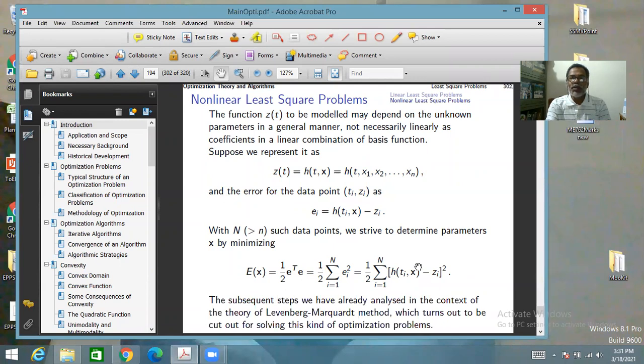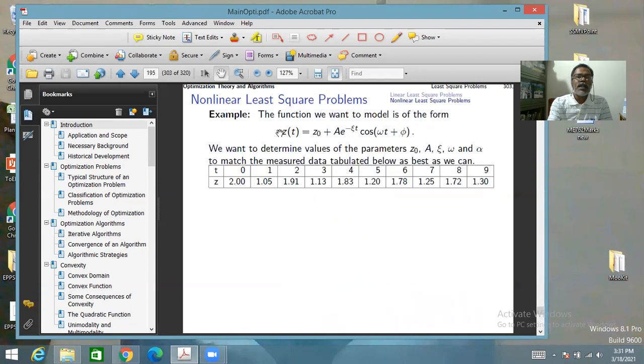Now, how to do that we have actually covered in our earlier discussion in the context of Levenberg-Marquardt method, which turns out to be exactly suited to solve this kind of optimization problems. So here in this lecture, we will see an example. Say the function we want to model is of this form. Okay.